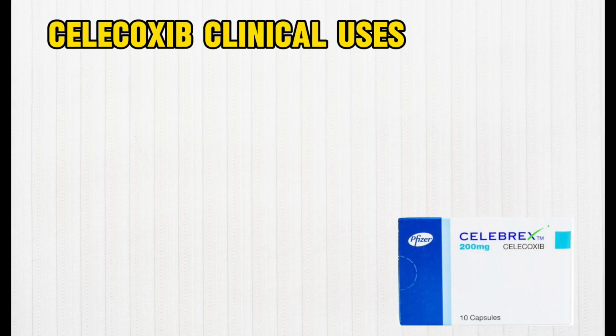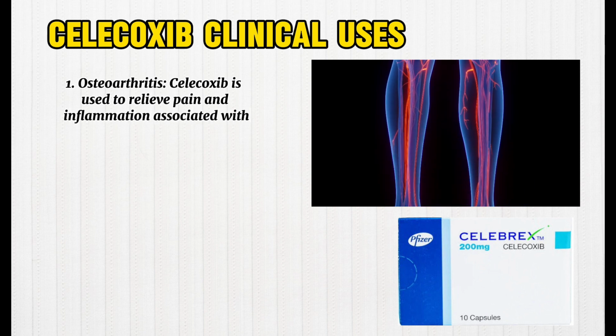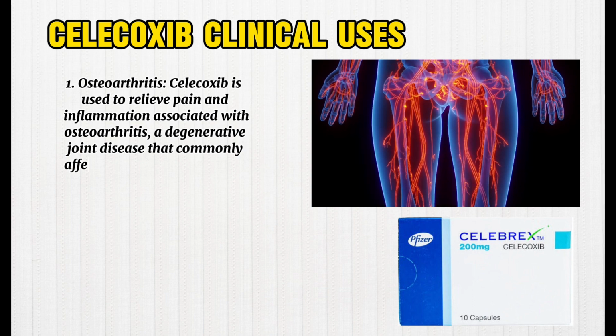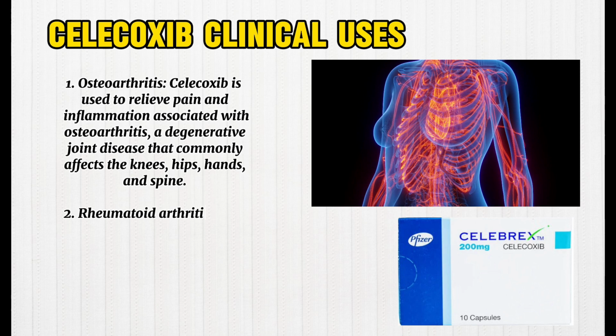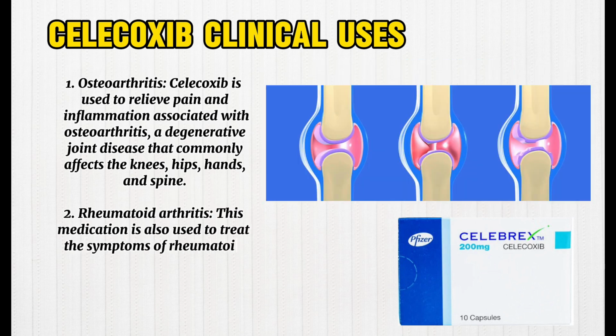Celecoxib clinical uses. 1. Osteoarthritis. Celecoxib is used to relieve pain and inflammation associated with osteoarthritis, a degenerative joint disease that commonly affects the knees, hips, hands, and spine.